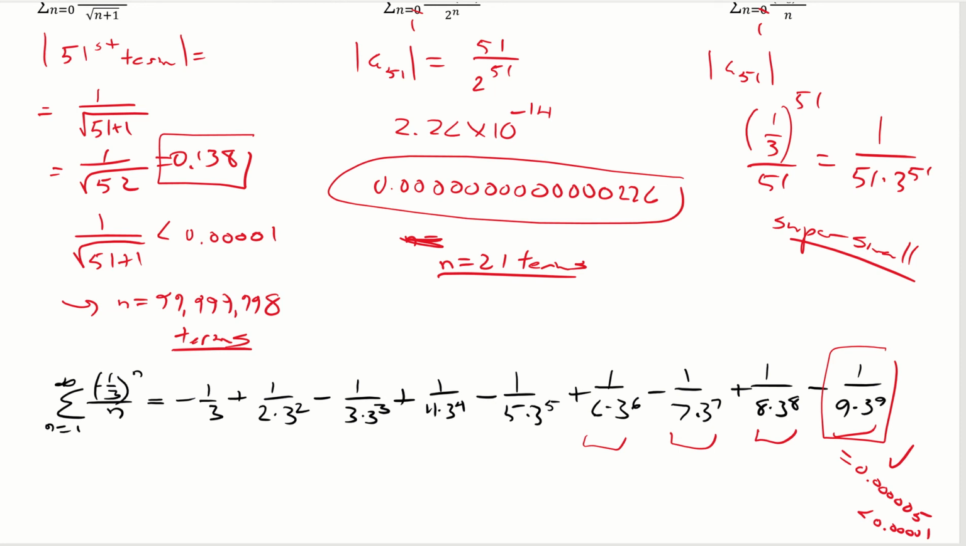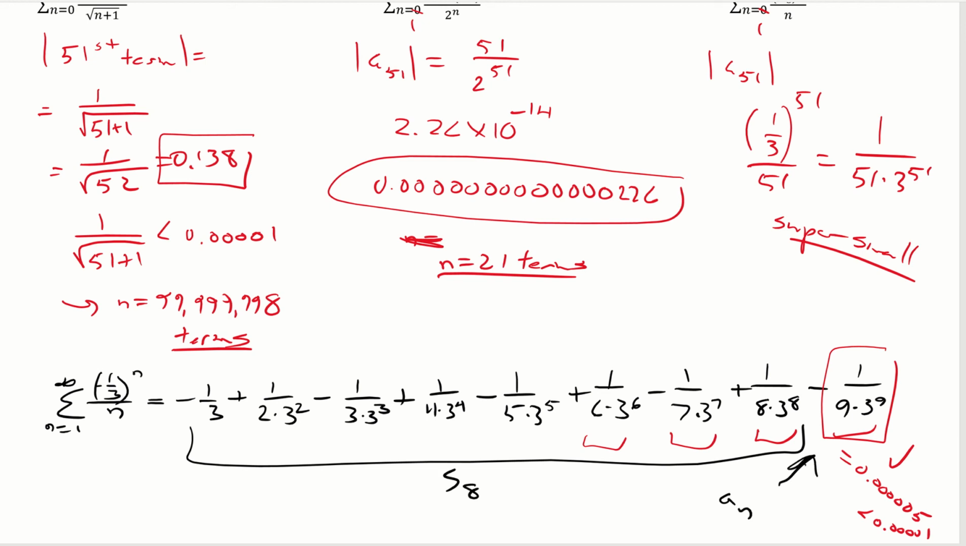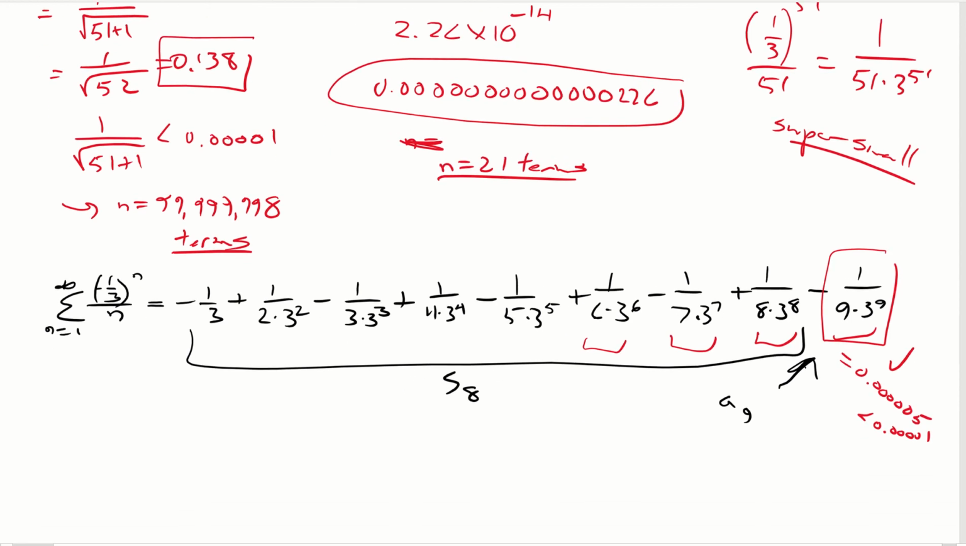Okay, so that means the sum ahead of it, 1, 2, 3, 4, 5, 6, 7, 8. So this is S sub 8, and this guy is A sub 9. This is the part that's tricky for students. I found the first term that's less than that. Therefore, my estimate is all the terms ahead of it. All of them. That's 8 terms.